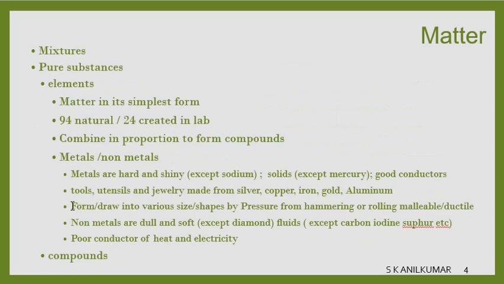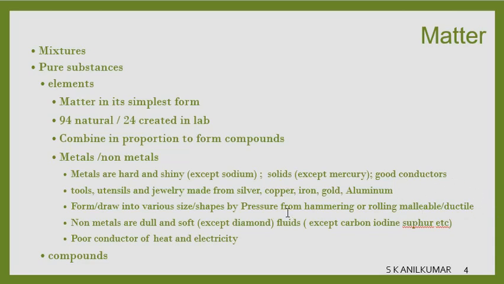Now, on the metal characteristic, we can form them or draw them into various sizes and shapes. That means what? We can make a glass, we can make a plate, we can make a spoon, we can make a fork, we can make a wire, we can do a lot of things with these metals. You can beat them after heating. That is hammering. We can roll them into plate or sheet as thin as possible. That is why we have gold jewelry. So they are malleable and ductile.